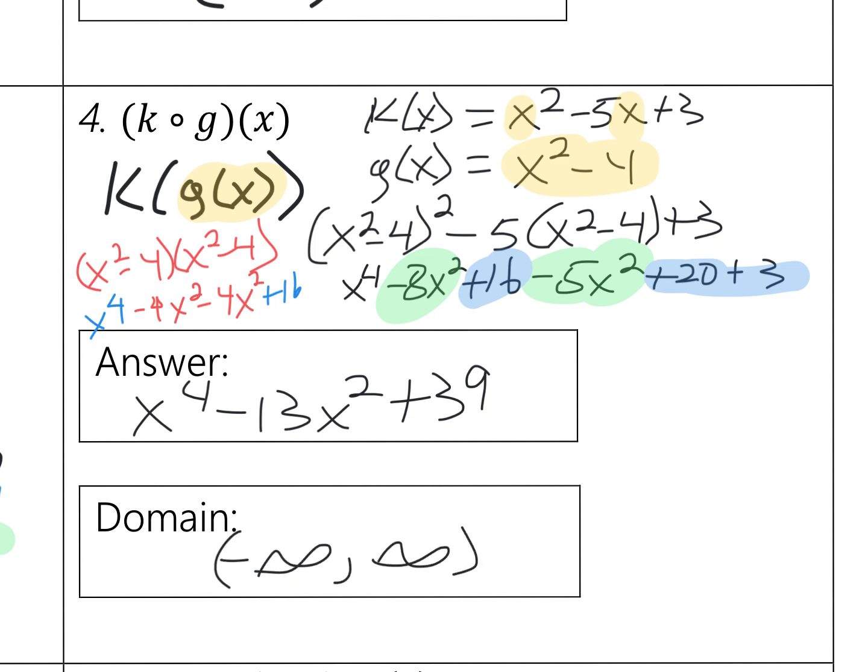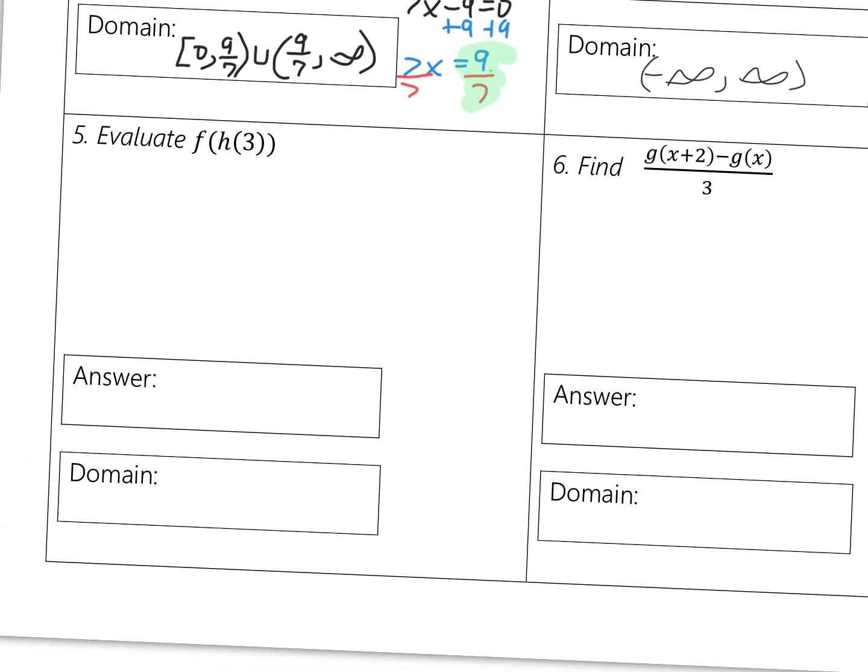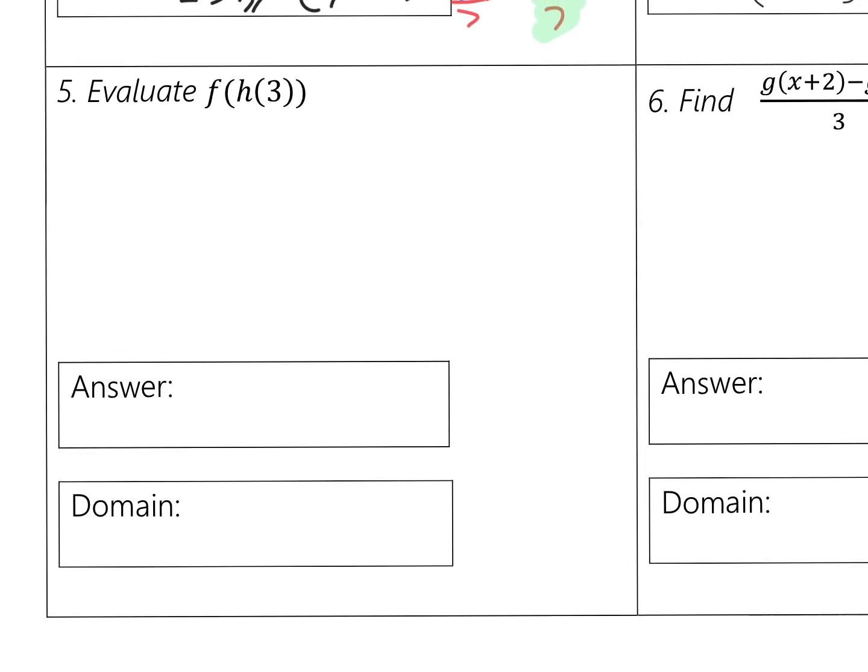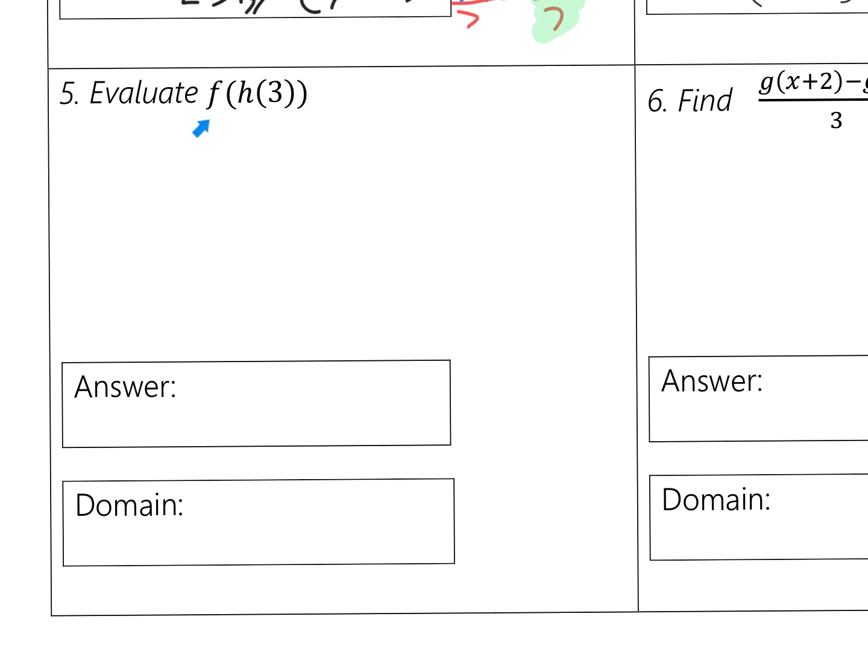All right, now let's go ahead and try to answer number 5. I think I have time for this one. This one says to evaluate f of h of 3. So we're going to evaluate 3 in the h of x function, and then we'll plug that into f. So here's what that looks like.